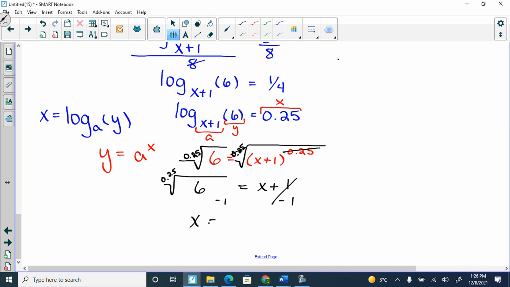So I get x equals the 0.25 root of 6 minus 1. Now how do you type that in? You go 0.25, math number 5. Because when you press math number 5, it gets you a little root button with the x, right? Everyone should be typing it in, practicing it. 0.25, math number 5.